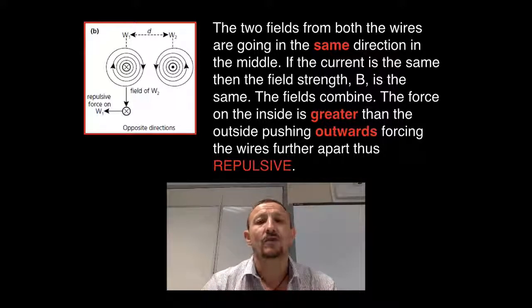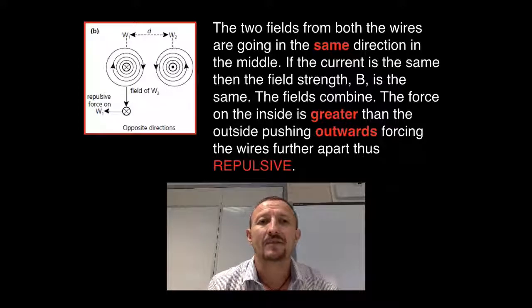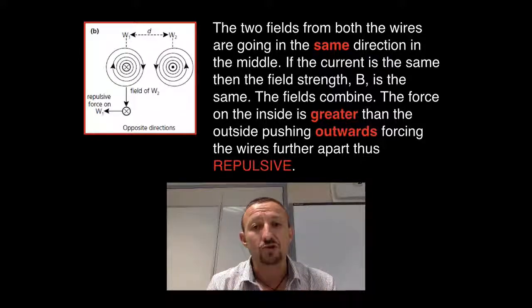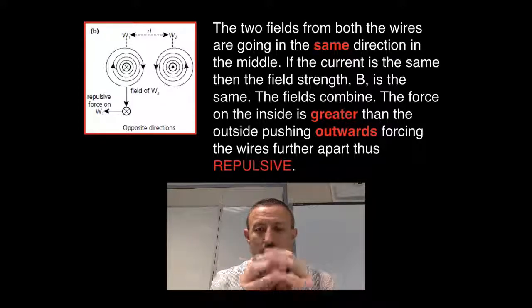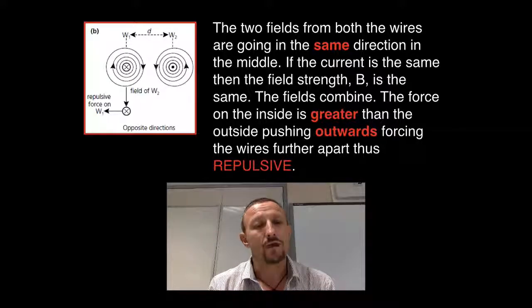So let's look at the opposite side of the coin. In this case, we've got one current going into the page and one current coming out of the page. In the middle, you can see that the two fields are running in the same direction. This is constructive. This means that the field strength is a lot larger in the middle than it is outside, which means we've got an imbalance of force, strong in the middle, small on the outside. The result is the wires will be repulsive and they will be pushed away.